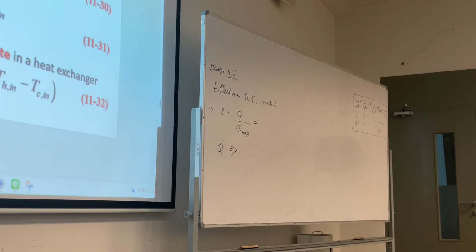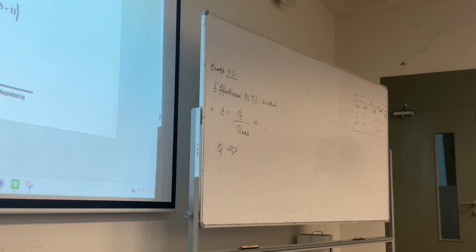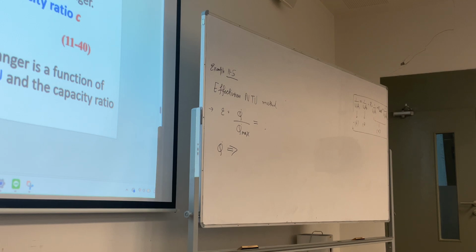So you have two tables. Like I said, the first table is for the effectiveness, epsilon. If you use this table for a counter flow double pipe, you will get epsilon. But the question is asking for length. If you use the other table, you will get NTU. Now NTU is equal to UA divided by C, where A is the area. Once you have the area, you can calculate the length. You understand why we are using the NTU table and not the effectiveness table?